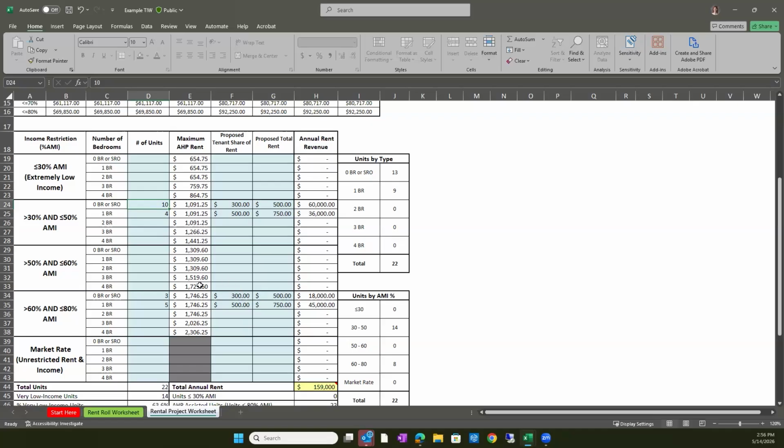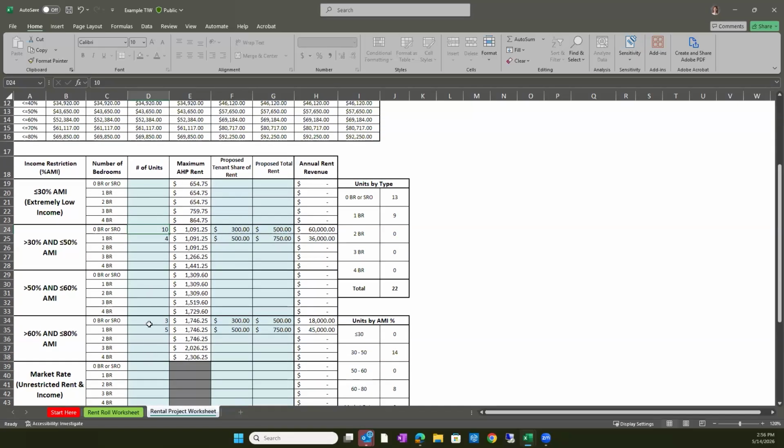The number of units broken out by income category and bedroom size should be entered on the left-hand side in the number of units column here. Again, this is based on your projected targeting that you enter in the application. Please make sure that the targeting you're entering here, again, matches your application or is more restrictive than that if you're expecting your tenants to be even lower than what your targeting requires.